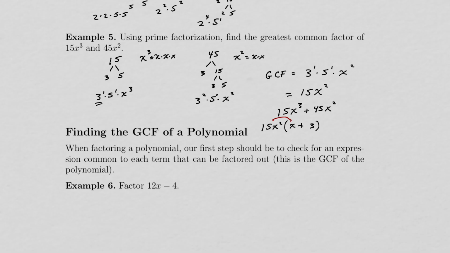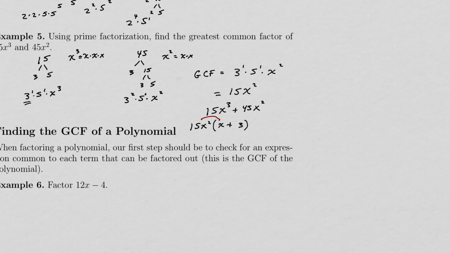The other way to see this is, let me do it over here. If I take 15x cubed, I'm factoring out a 15x squared, so that's like dividing by 15x squared. The 15's cancel, and x cubed over x squared gives you just an x to the 1. So I'm left with just an x here. And then if I do 45x squared divided by 15x squared, the x squareds cancel, and 45 divided by 15 is 3. That's why I'm left with the 3 here.